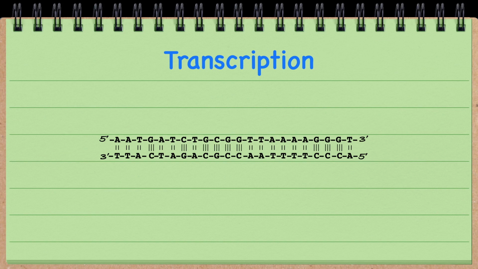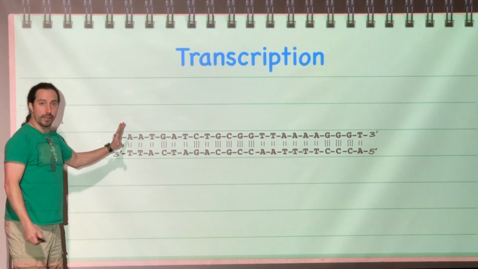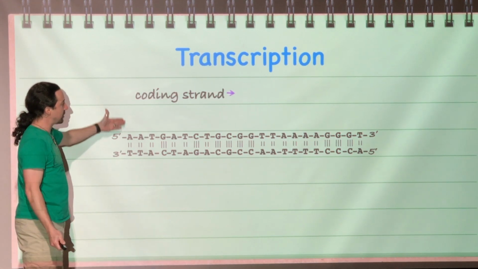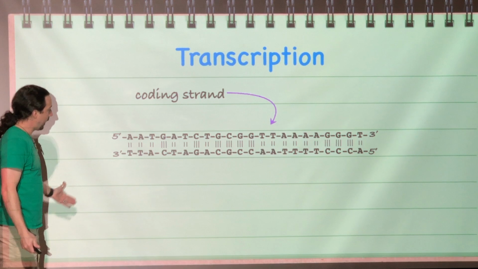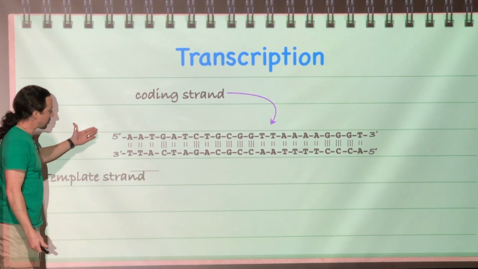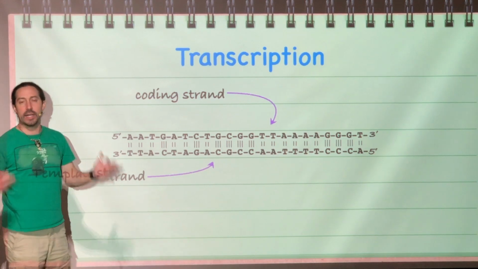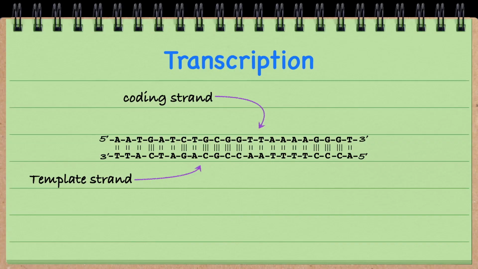So now why don't you give this a shot? If this was your strand of DNA, and you knew that this top strand was your coding strand, and this bottom strand is your template strand, what would the mRNA look like that would be constructed?